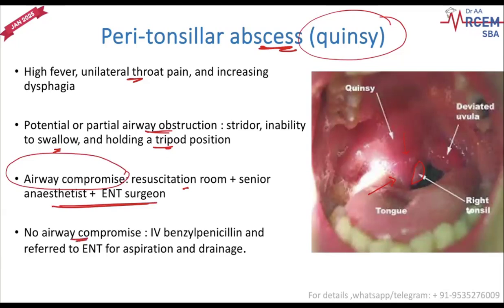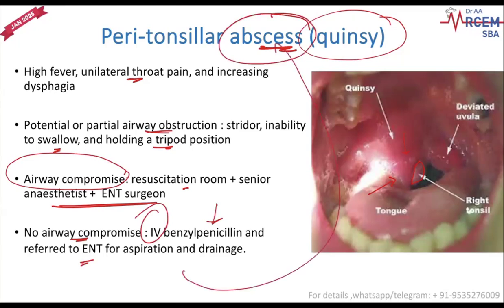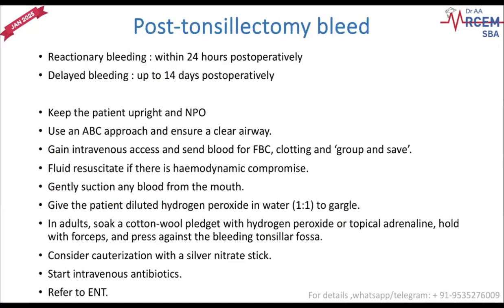If the airway is not compromised, at that point of time you can directly prick them, get an IV cannula, and give them benzyl penicillin, the IV antibiotics. You need not remember the name. Refer them to the ENT because this is an abscess. You need to do an aspiration and drainage for any abscess. So this requires an aspiration. Either they can do an aspiration or they need to do an incision and drainage. The call will be taken by the ENT surgeons.